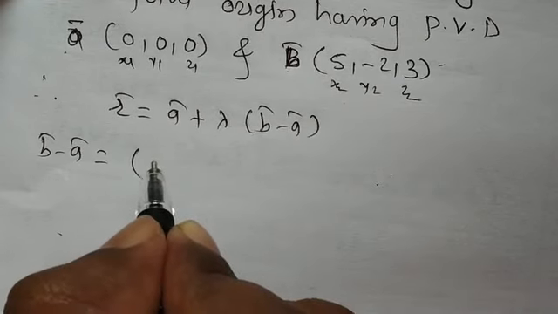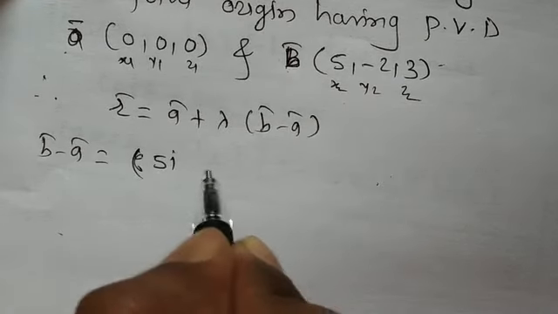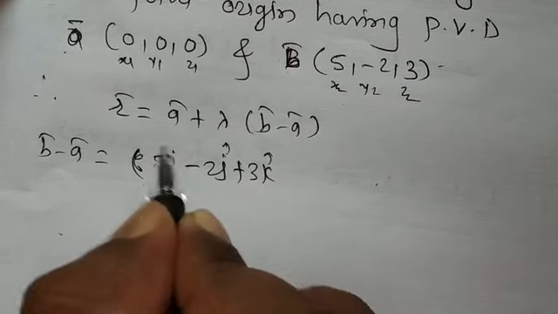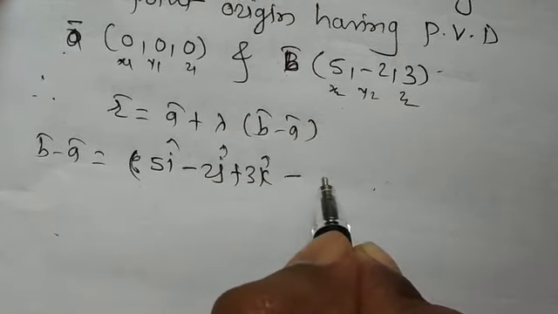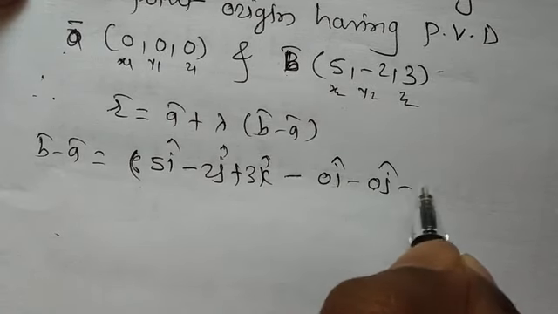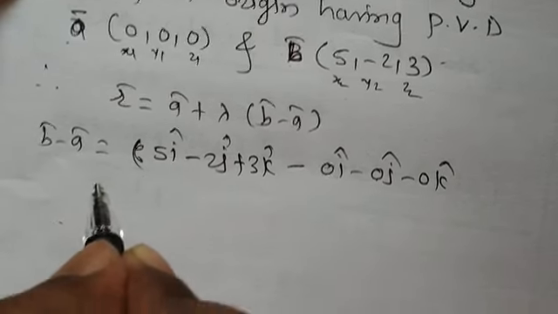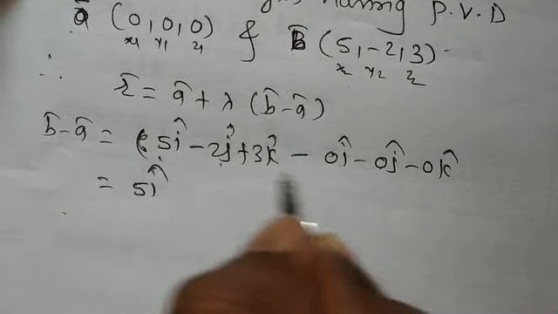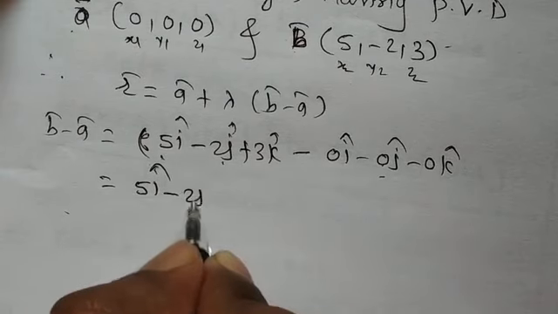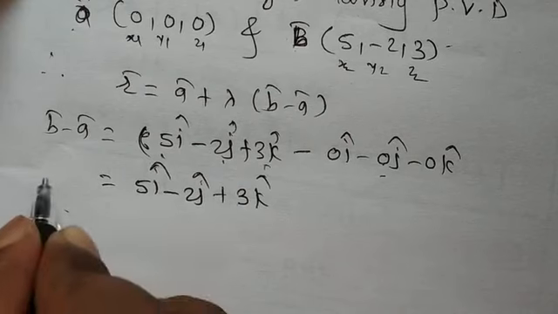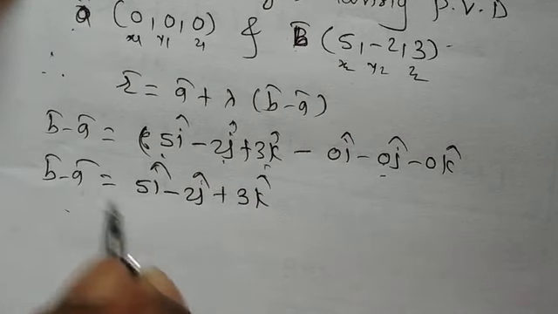Then b bar minus a bar is 5i minus 2j plus 3k minus a bar, that is 0i minus 0j minus 0k. Then b bar minus a bar is 5i minus 0, that is simply 5i, minus 2j, and 3k minus 0, that is 3k. Then this is our b bar minus a bar.